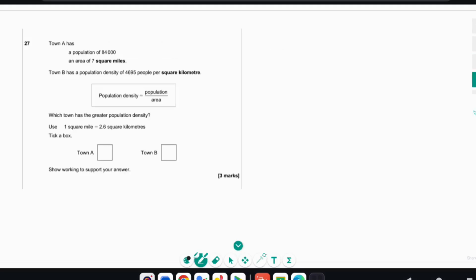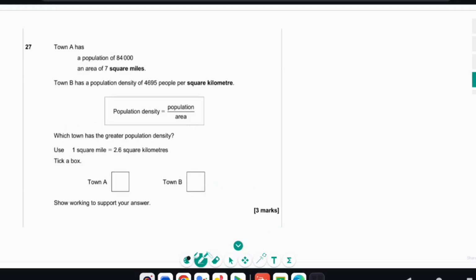Okay, last question, question 27. Town A has a population of 84,000, an area of 7 square miles. Town B has a population density of 4,695 people per square mile. Population density equals population over area. Which town has a greater population density? 1 square mile equals 2.6 square kilometres.